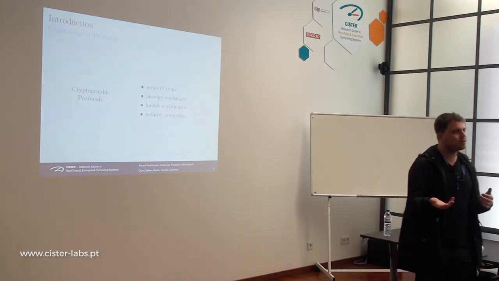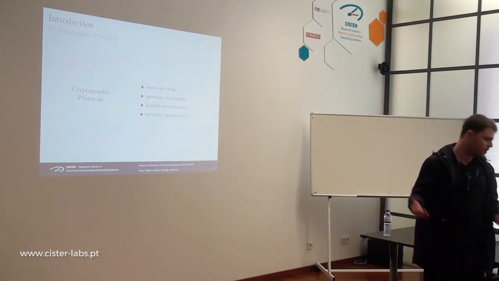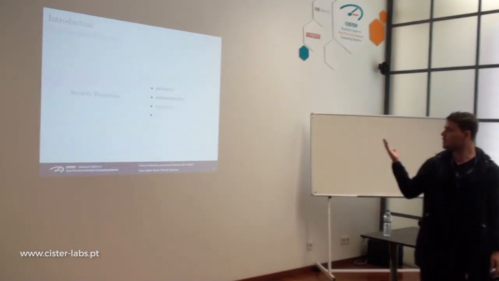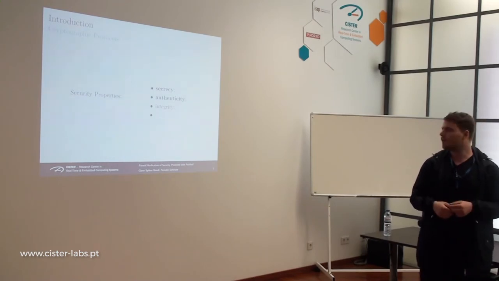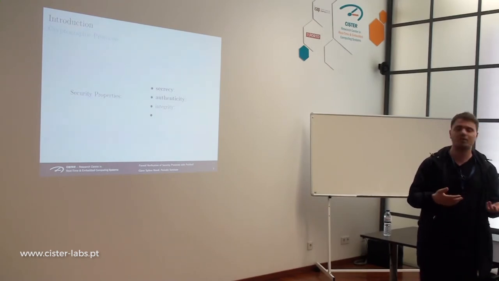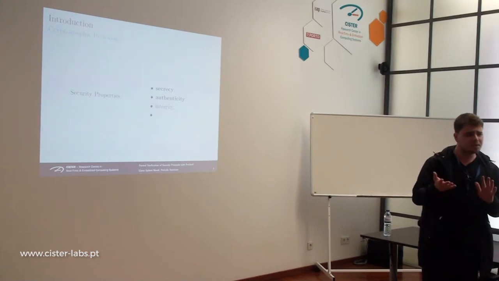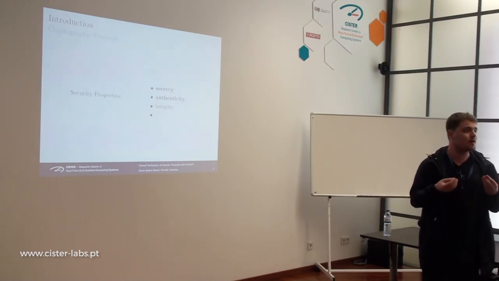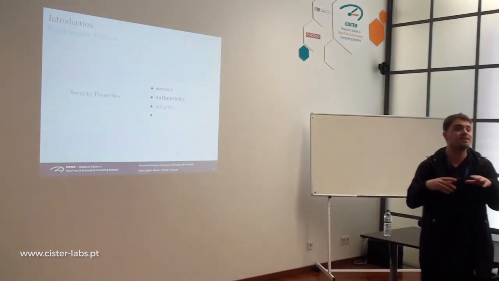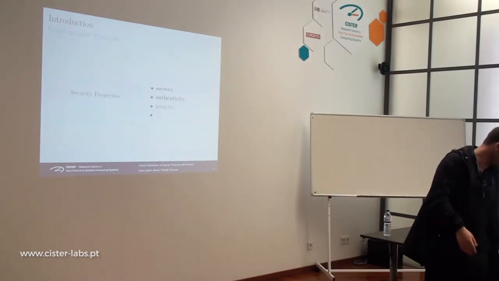With security protocols, you can achieve some security properties, for example, secrecy, authenticity, and integrity. There are many more, but in this talk, I'll be giving some insight on secrecy and authenticity. Secrecy is the ability to hide some information from unauthorized agents. And authenticity is the ability to confirm the identity of a message that you received, so you're sure that the message you receive is from the person that the message seems to be sent from.